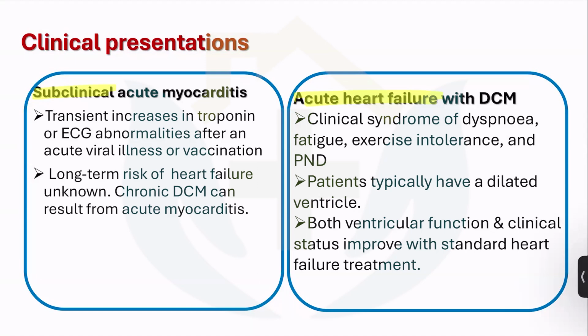We have to manage the afterload. We have to use dobutamine or milrinone to decrease the peripheral vascular resistance if it is increased. If not, we have to use vasopressors like vasopressin and noradrenaline. Noradrenaline is the drug of choice. So, the usual acute heart failure management. And of course, there is also the option of using ECMO and LVADs.